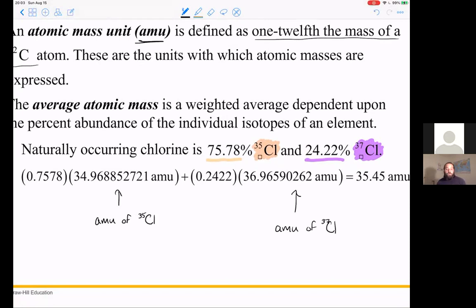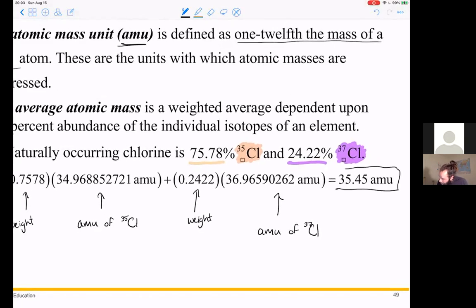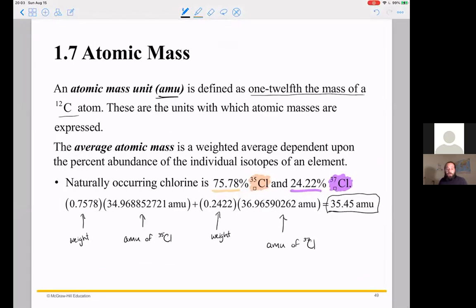Okay, so if you were given those masses and these are the weights, then you could calculate the average atomic mass of chlorine. And so this 35.45 would be that number that was on the periodic table. Okay, and let's just notice how this weight here corresponds to this weight here. It isn't in percentage form, it's in what's called fraction form.